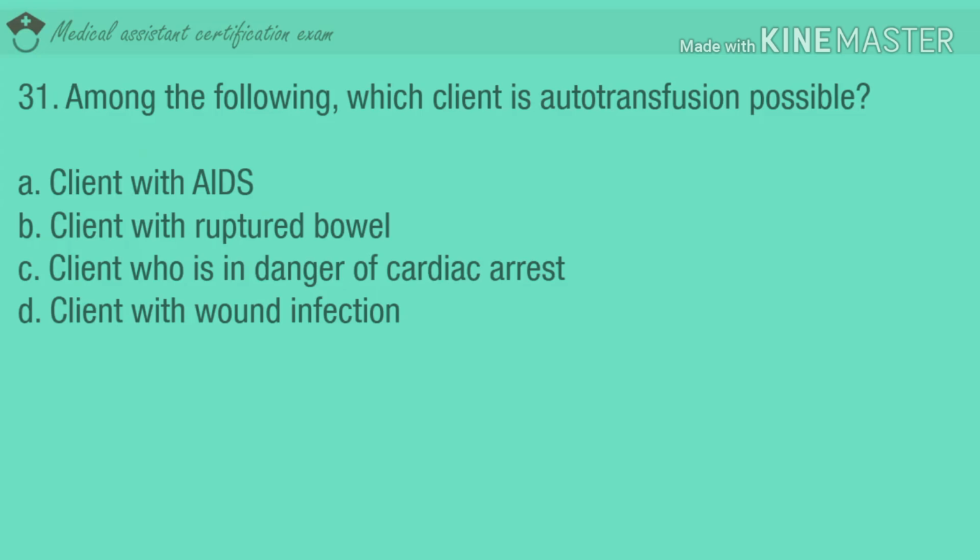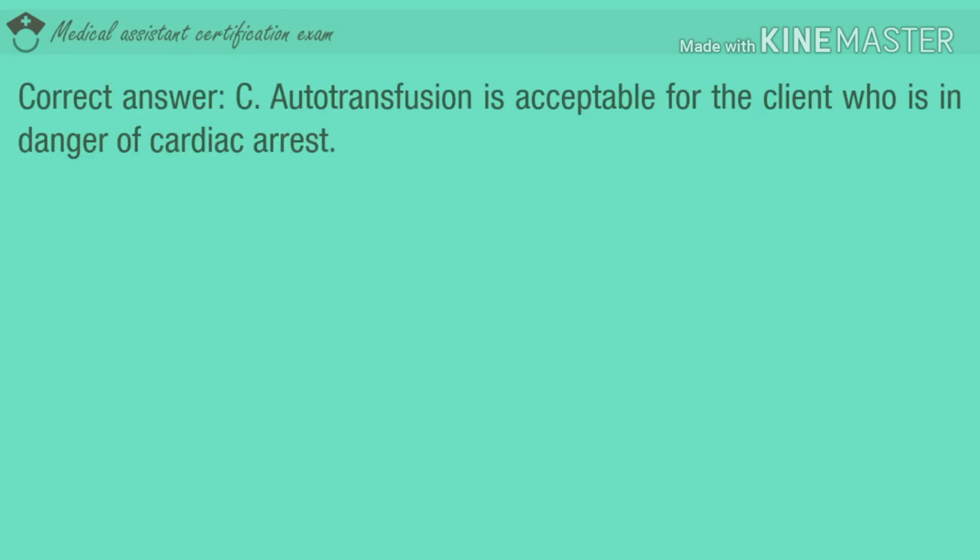Question 31. Among the following, in which client is autotransfusion possible? A. Client with AIDS. B. Client with ruptured bowel. C. Client who is in danger of cardiac arrest. D. Client with wound and infection. Correct answer, C. Autotransfusion is acceptable for the client who is in danger of cardiac arrest.